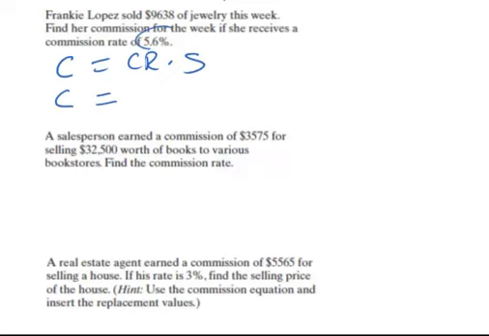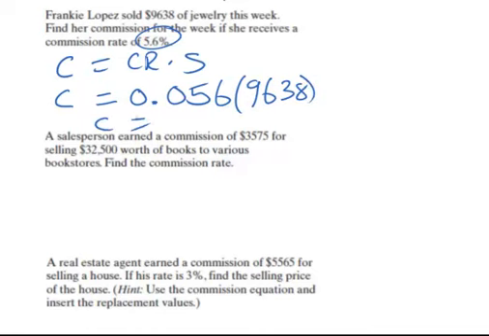So her commission rate is 5.6%. As a decimal, that's 0.056 times her sales, $9,638. So again, I'll take my calculator, 0.056 times 9638. Again, I'm going to round this one. And so I'm coming up with $539. And this one would actually be 73 cents. Because again, if you look at your calculator, you should be getting 539.728. Since the number to the right of the 2 is an 8, we need to round that 2 up to a 3. Okay.